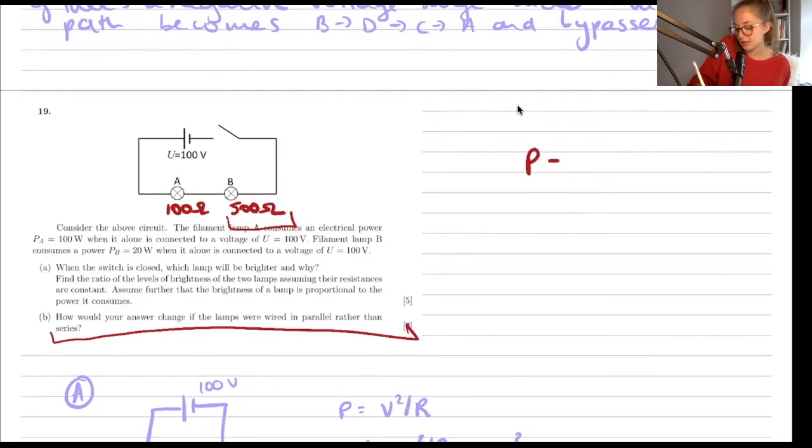So in this case, we can use P equals V squared over R. And this time we see that we have a relationship that says that power is inversely proportional to the resistance. So this time, the one with the smaller resistance is going to be the brighter one. So that means A is going to be brighter. And because our resistance is 5 times less, it means it will be 5 times brighter.